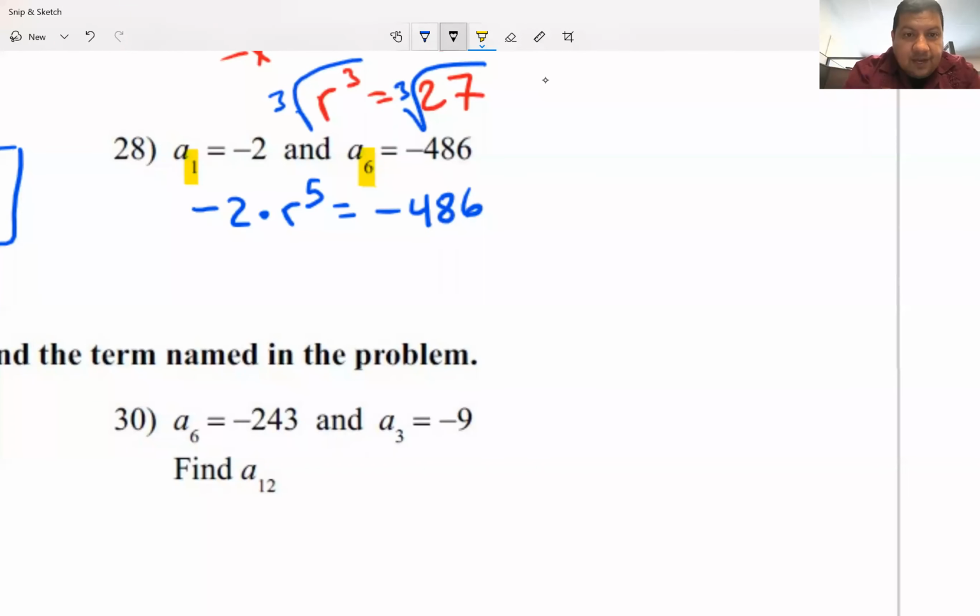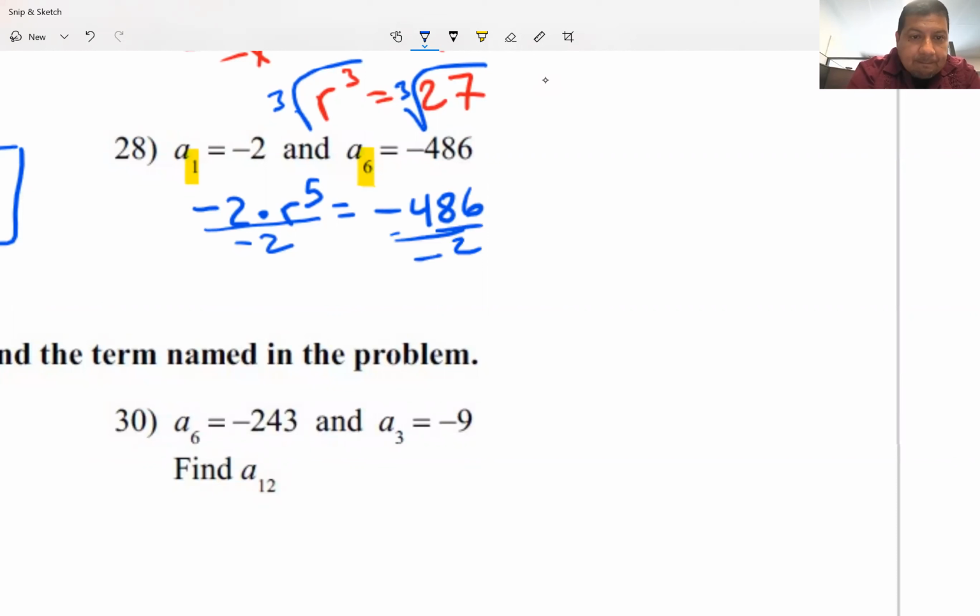All right, let me divide both sides by -2. So then I got R to the 5th, the ratio multiplied 5 times, is equal to -486 divided by -2. The negatives cancel out, so I have 243. Okay, R to the 5th, not R. The ratio to the 5th power is 243.